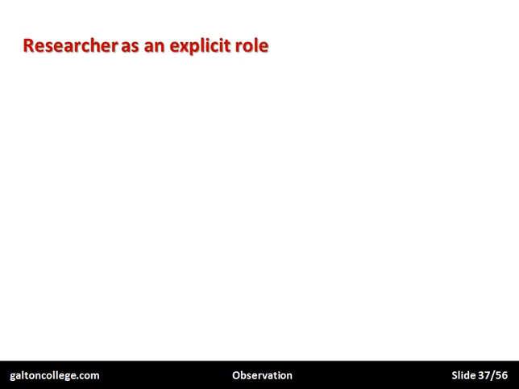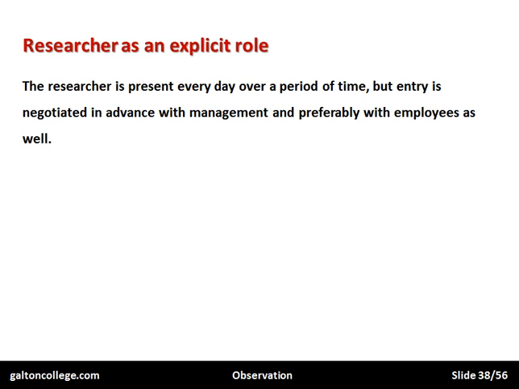Now the researcher as an explicit role. Well, the researcher is present every day over a period of time, but entry is negotiated in advance with management and preferably with employees as well. Now, this is the opposite of the researcher as an employee. This is the researcher with an explicit role. The management need first-hand information about what's happening on the shop floor. So they tell the workforce or ask the workforce to cooperate with someone who will work with them, but whose true function is to make observations.